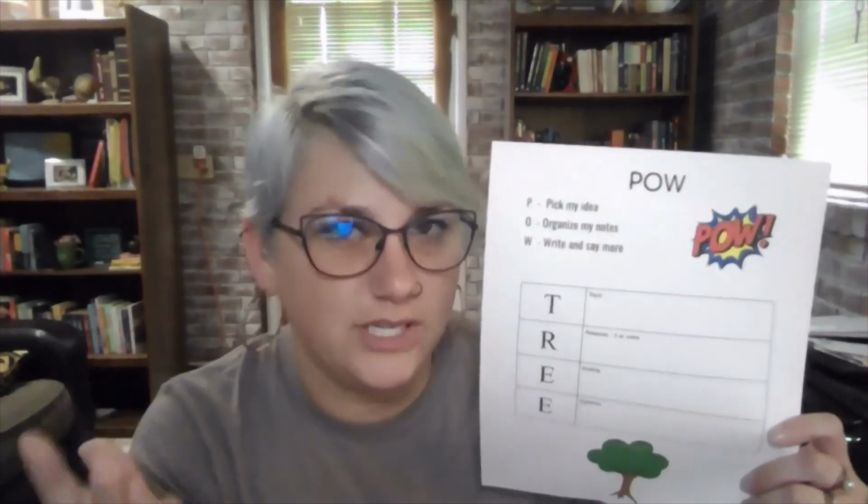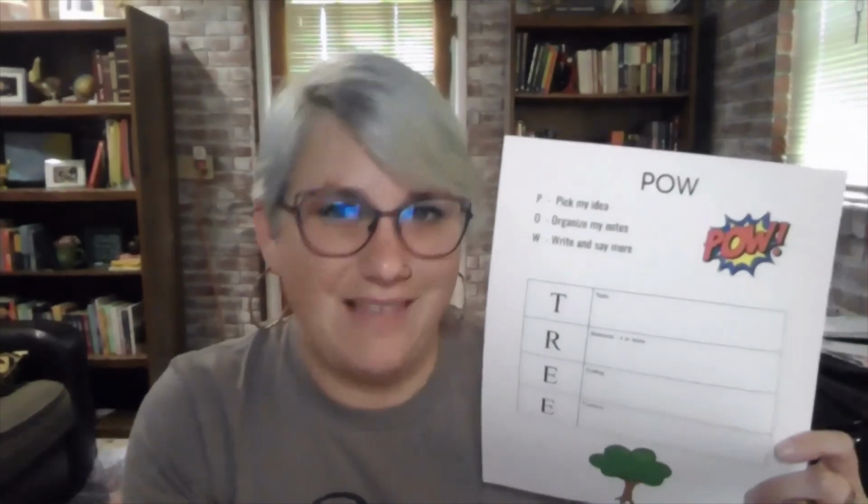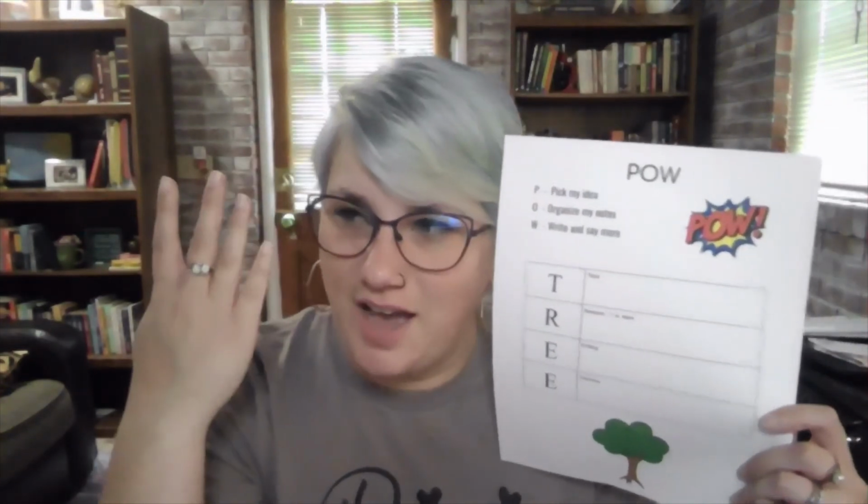So as you have your POW-TREE strategy, you speak to them in a think-aloud sort of manner. So you go through P. All right, so I need to pick my idea. So I want to write about this. Okay, I have decided this is what I'm going to write about.